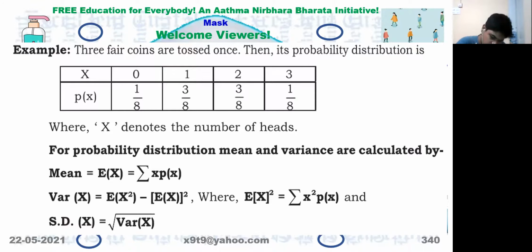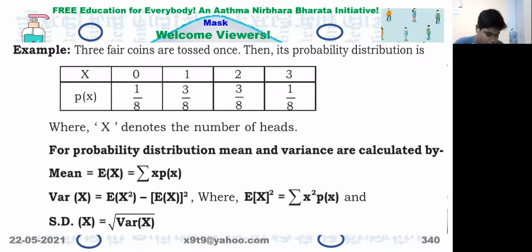How much did you get for variance? Sir, we should do 1.5 minus 3, right, sir? No. So sigma x square of P of X is 3. Sigma x square px minus sigma x px whole square. Oh, okay, sir, I got it.